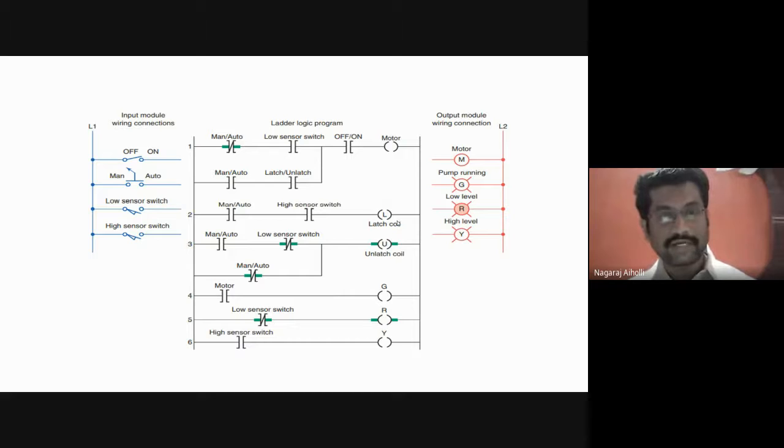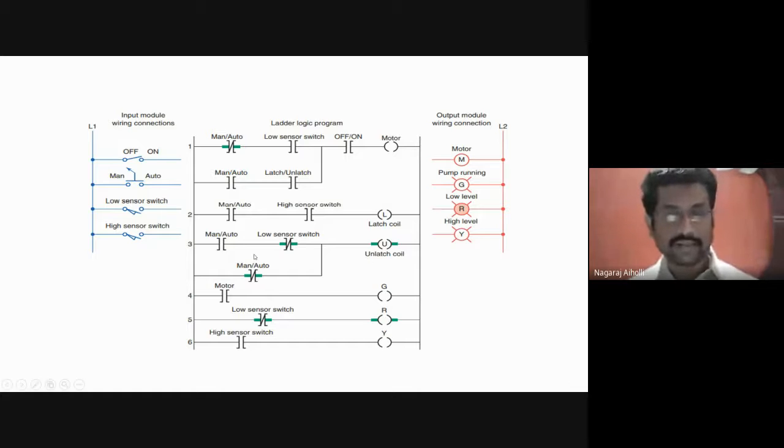Once you are done with that, then go for unlatching whatever you latched earlier, because the tank starts to fill now. If it is in high state, no problem, but when it is in low state, you have to fill the tank, right? Then unlatch the previous condition, that is the fourth one. Then the fifth one, according to the status you have shown in rung 1, rung 2 and rung 3, just activate those particular indicators.